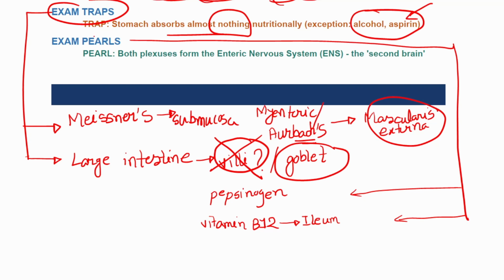And finally, the take-home exam pearls. The first one talks about the second brain. Both the submucosal and myenteric plexuses together constitute the enteric nervous system, or ENS. It is clinically celebrated as the second brain because it possesses autonomous reflex arcs capable of managing gastrointestinal secretion and motility, completely independent of central nervous system input.